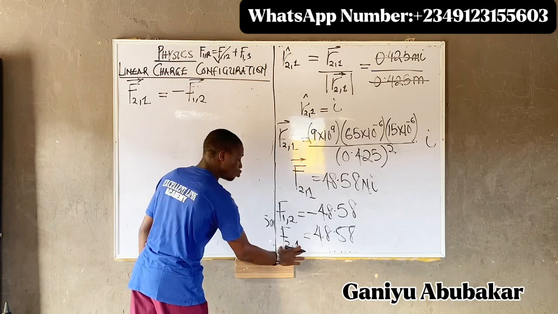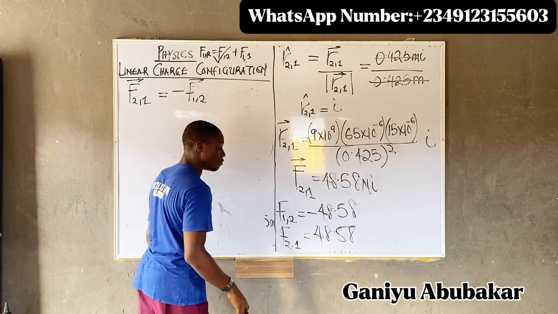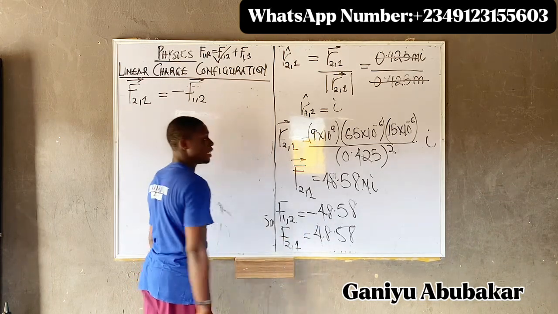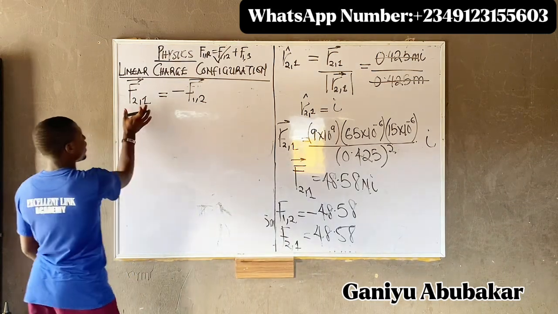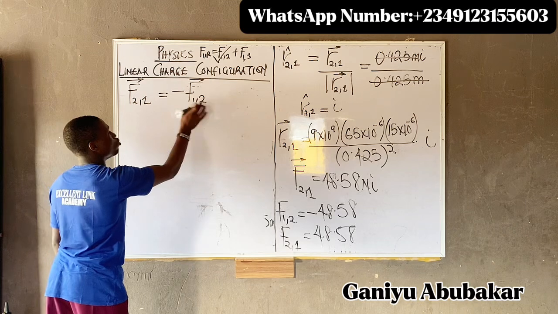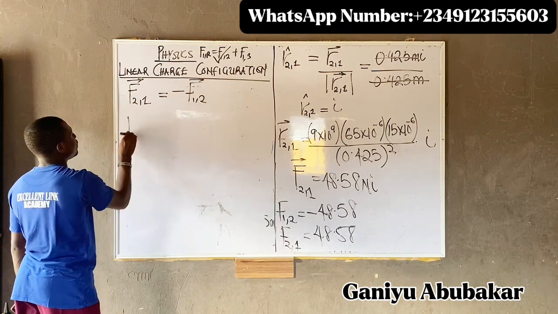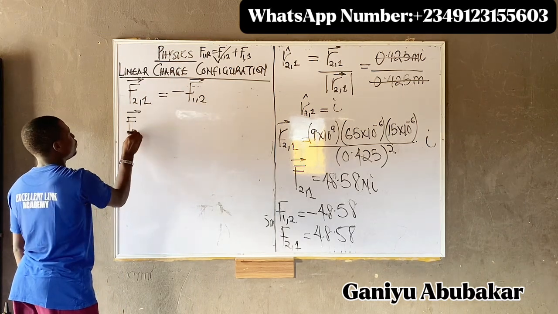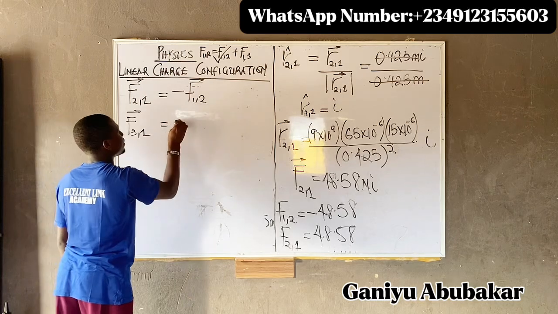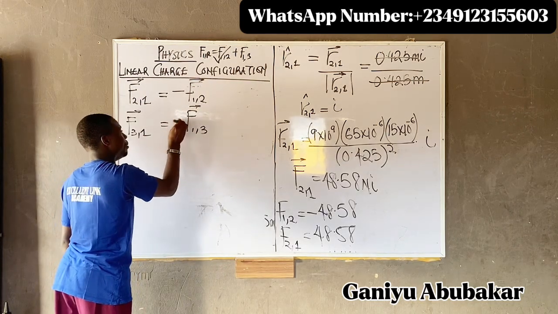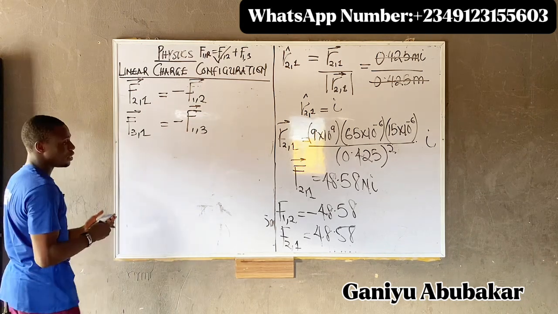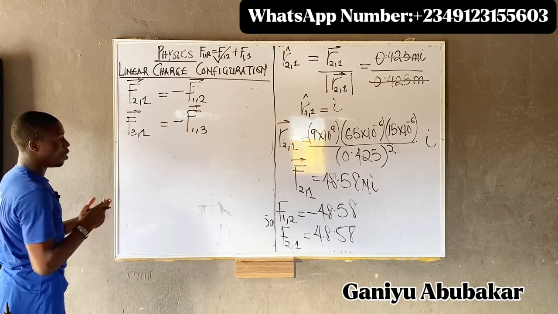So if you get F12, don't look for F21. Don't stress yourself. You repeat that same answer, add negative to it. So one of them gives you the other. Right? So if I get F21, to get F12, just put minus. That's all. If I get F31, to get F13, just put a minus here. That's the concept behind this stuff.